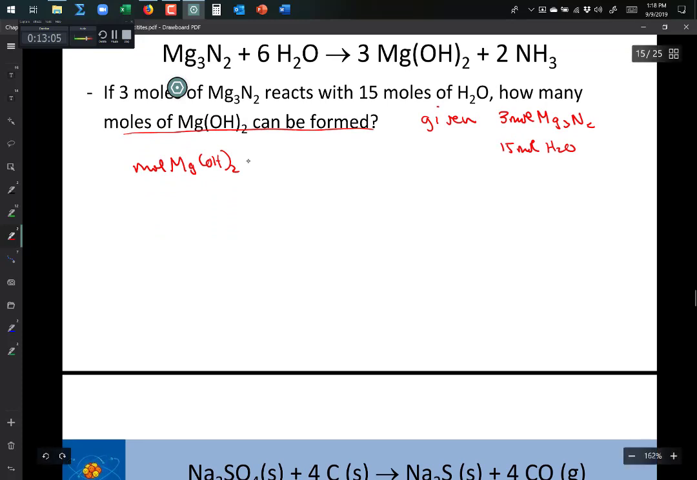So moles of Mg(OH)2, I'll start with 3 moles of Mg3N2. And then it's my mole ratio for magnesium hydroxide. So what's the mole ratio that I would use from the equation? How many moles of magnesium hydroxide are produced on the right-hand side? 3, right? So it's 3 moles of magnesium hydroxide.